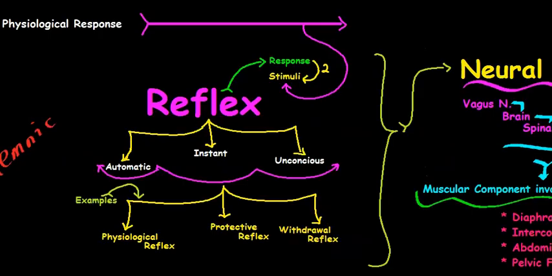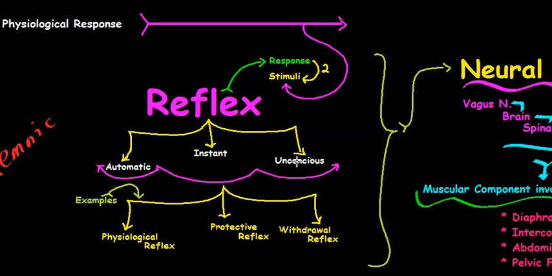When we say reflex, it's simply an automatic and instant response to a stimulus. It can be automatic, instant, or unconscious. Other examples of reflex are the physiological reflex, the protective reflex, and the withdrawal reflex. But before then, when we say automatic, this literally happens without thinking. And when we say instant, it occurs quickly without a delay. What about unconscious? Unconscious happens when you don't decide to react, but your body does.